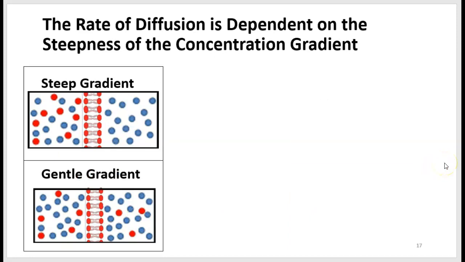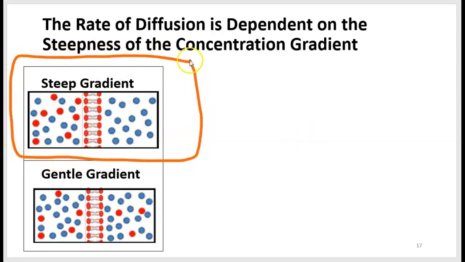Now, the rate of diffusion will depend on the steepness of the concentration gradient. So, in the example on the top, this top picture, it's called a steep gradient. Notice that the red compound, the red circle, exists on the left side of the membrane, but not at all on the right. So this rate of diffusion will be quite fast. Okay, so it'll happen quickly.